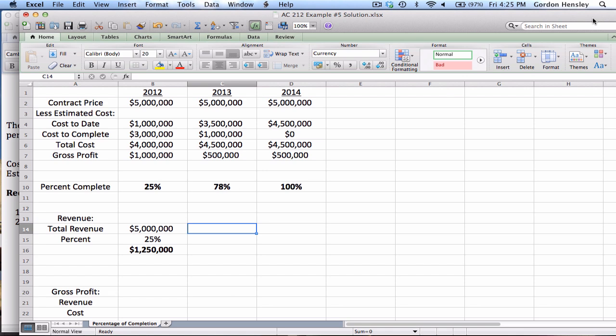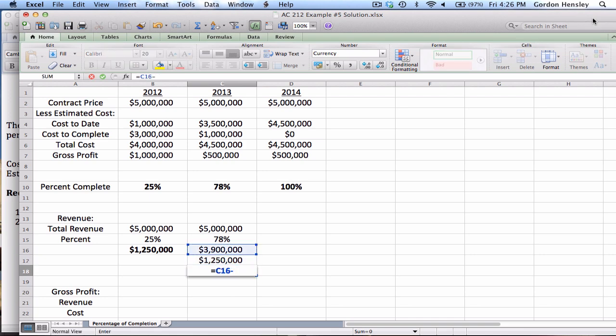Then in year 2, again, contracted price, $5 million. Now in this year, it's a different percentage. It's about 78%. So 78% of that revenue is $3.9 million. But I already acknowledged $1,250,000 in the first year, so I want to deduct that. So that means in year 2, I can recognize $2,650,000.